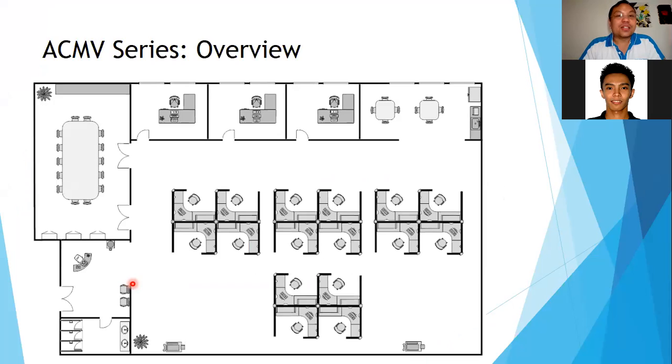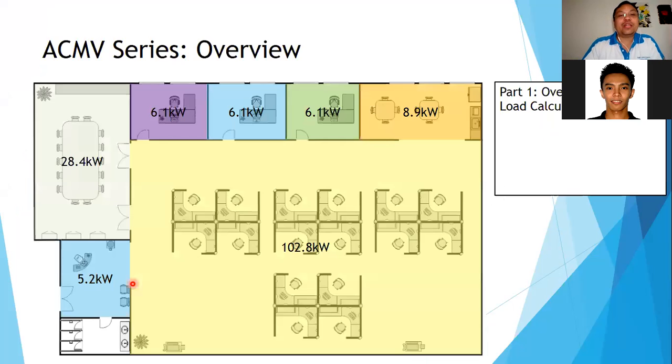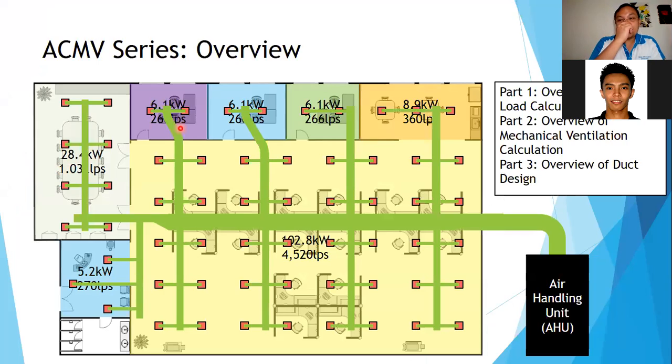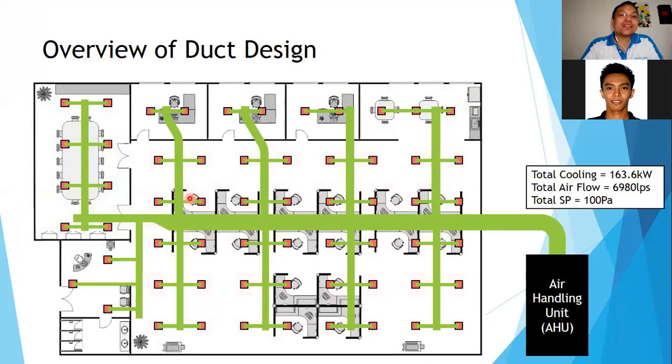In review, this is our previous example, the office. In part 1, we were able to calculate the heat load for each area. In part 2, we were able to determine the flow rate needed for each area. And here in part 3, we presented how to size a duct to get the pressure drop, or external pressure loss, for the duct, for the unit.